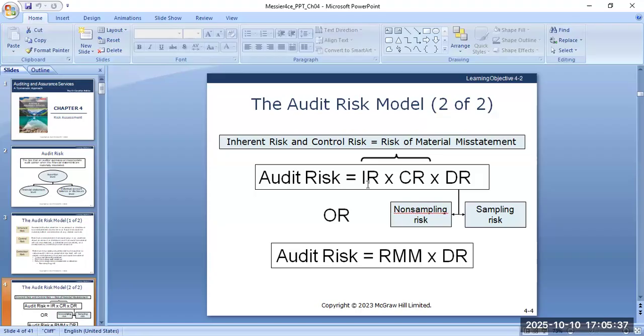How can we keep the audit risk low or lower the risk by lowering the detection risk? And the only way to lower the detection risk is to put more audit procedures, increase the time of the audit, putting more people into the audit, be more detailed in the audit. And that's going to lower the audit risk.